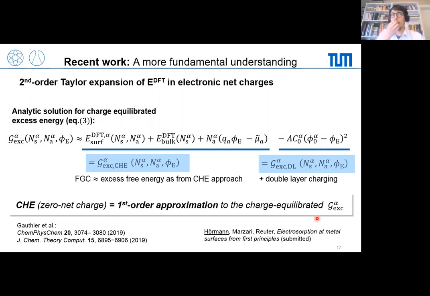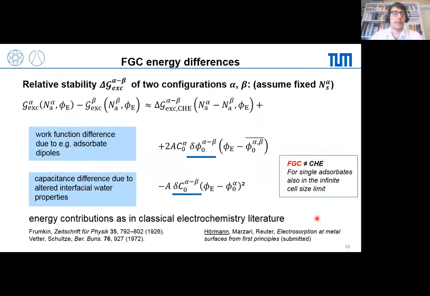One can then go further, and again, this is also, I think, done in some sense by Gauthier et al. We can also look at the relative stability of different surface configurations, alpha and beta, and you can find that this relative stability of two different surface terminations or compositions is exactly the energy difference as you would compute it from the computational hydrogen electrode approach. But then you have some additional contributions in the second order model.